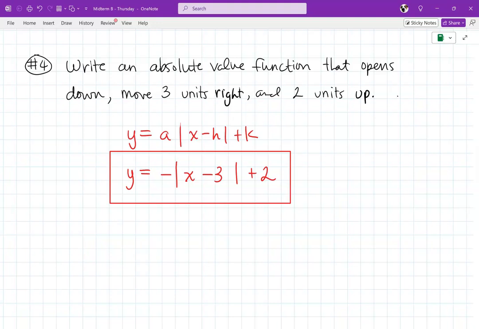So these aren't supposed to be hard, but they are definition based. You have to know what does what. A positive K means up, negative K means down. A negative H means right. A positive H means left. And then positive A means opens up. Negative A means opens down.